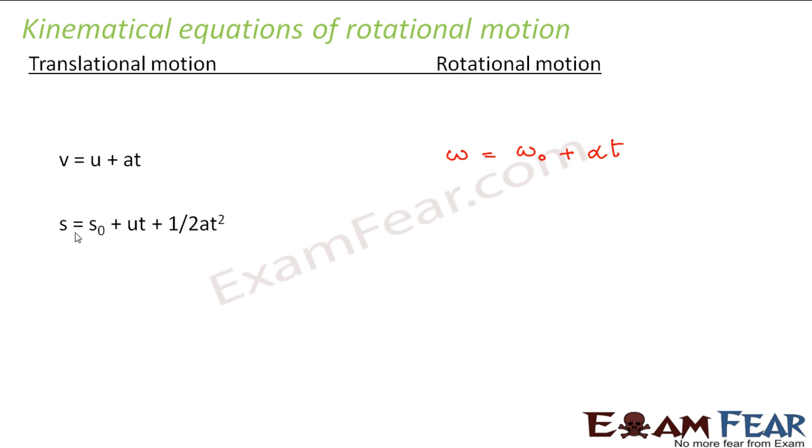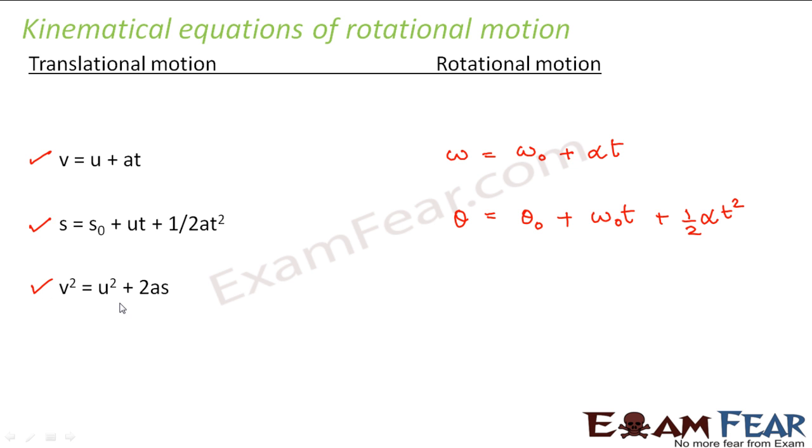Okay. The next one was S is equal to S naught plus ut plus half at square, where S is the displacement, S naught is the initial displacement, u was the initial velocity, t was the time taken, and a was the acceleration. Right? In this case, S is nothing but the angular displacement. So the angular displacement theta is equal to theta naught, that is the angular displacement at time t equal to 0, plus initial angular velocity into time taken, plus half into angular acceleration into time square.